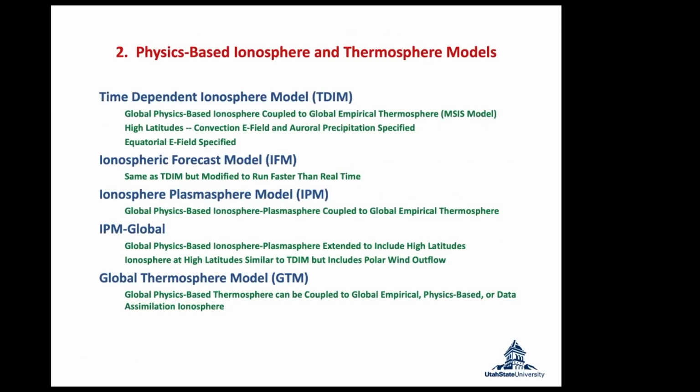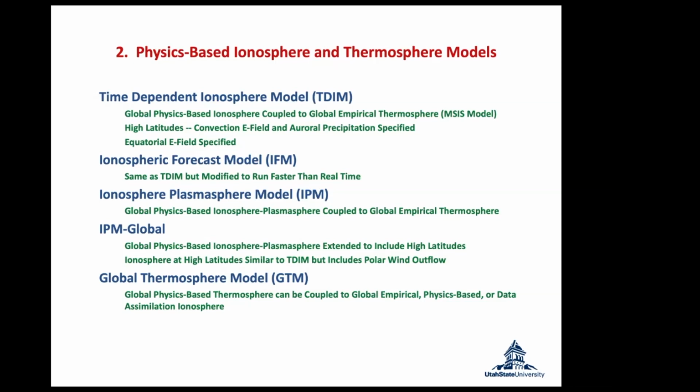The next topic to be discussed is physics-based ionosphere and thermosphere models. During my 50-year academic career, I've been involved in the development of 5 global physics-based models of the ionosphere and thermosphere. The first model that we developed was the time-dependent ionosphere model, the TDIM. It's a global physics-based ionosphere model coupled to a global empirical thermosphere model, the MSIS atmospheric model. At high latitudes, you have to specify the convection electric field and aurora precipitation patterns as a function of time. At equatorial latitudes, you have to specify the equatorial electric field.